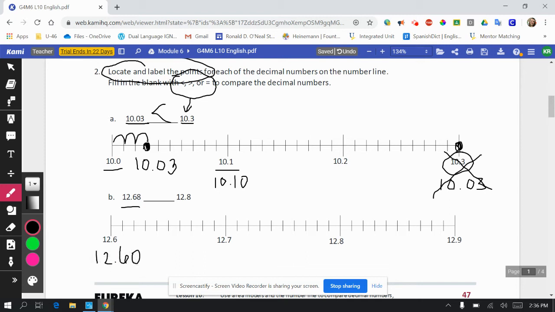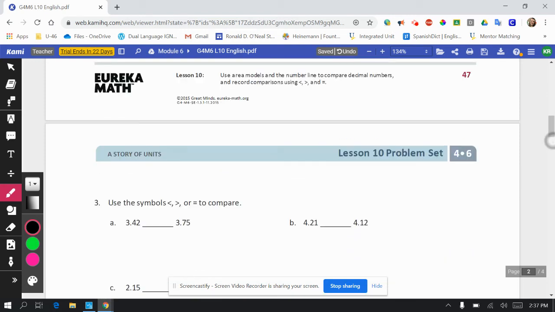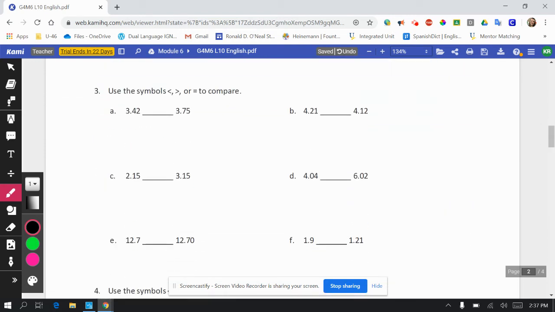Next one, 12.68. So I'm starting at 12.60. I'm counting 1, 2, 3, 4, 5, 6, 7, 8. 12.68. And then the next one, 12.8. Okay, so I should see 12.8 is larger than 12.68. All right. You're welcome to give these a try on your own, come back and check answers, or you're welcome to keep going with me.